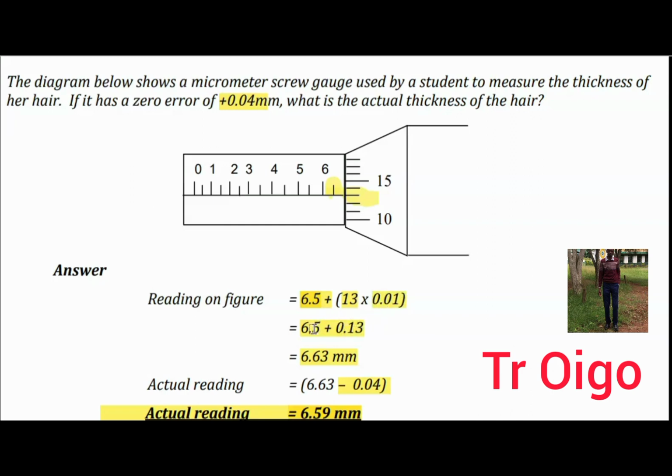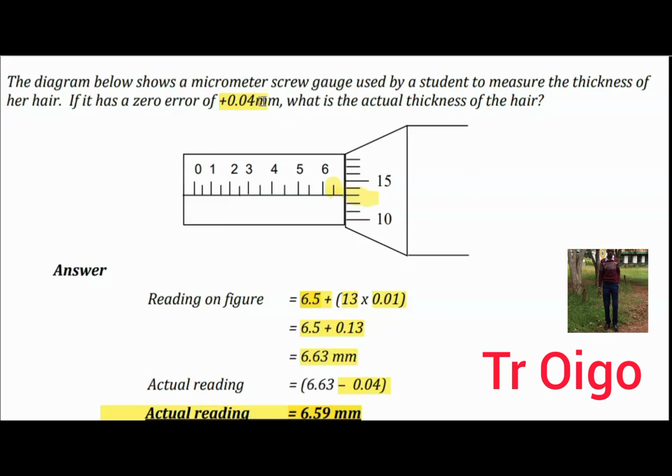Then we add it to the sleeve scale. Remember, this is the thimble scale. So the sleeve scale plus the thimble scale, we get 6.63 millimeters.